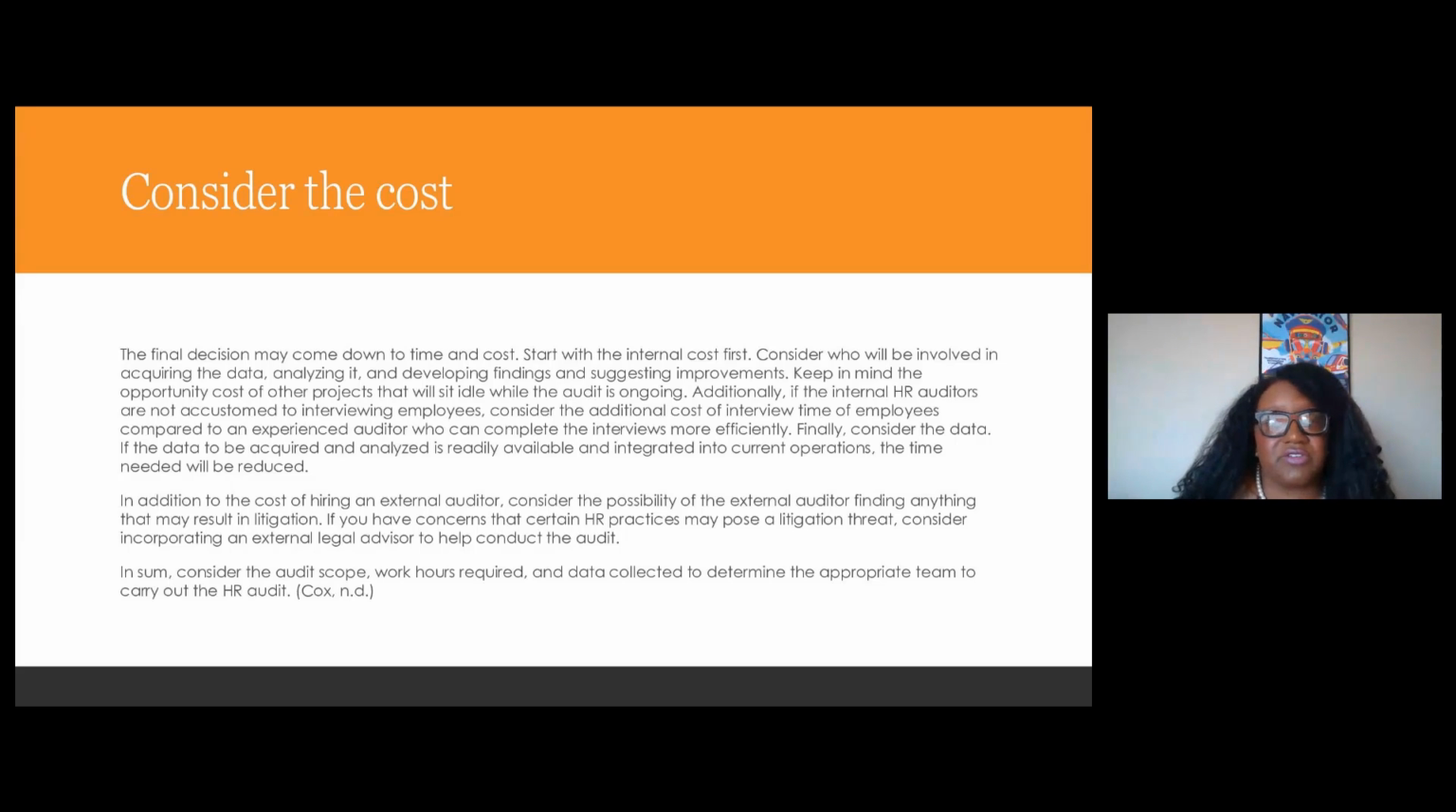So finally, consider the data. The data needs to be acquired or analyzed. Is it readily available and integrated into current operations? The time needed will be reduced. So this comes into our project management piece and overall planning. If you keep good track of things and you make sure everything is managed during the entire project, then when it comes to analyzing your data, it's not going to be difficult.